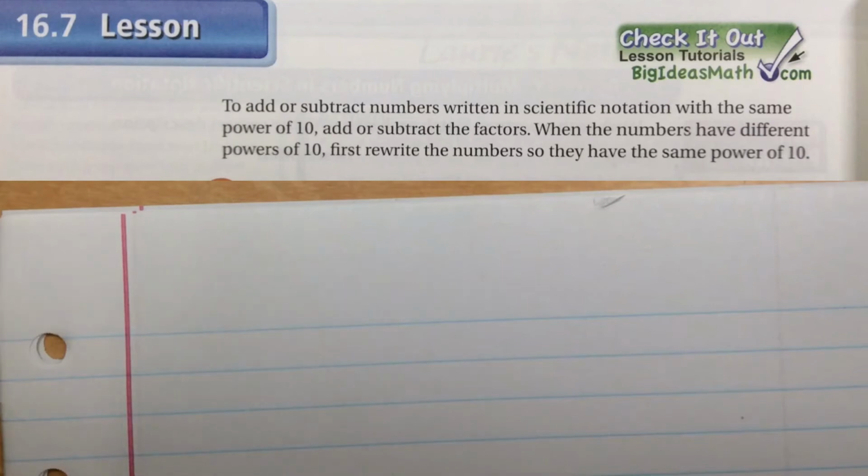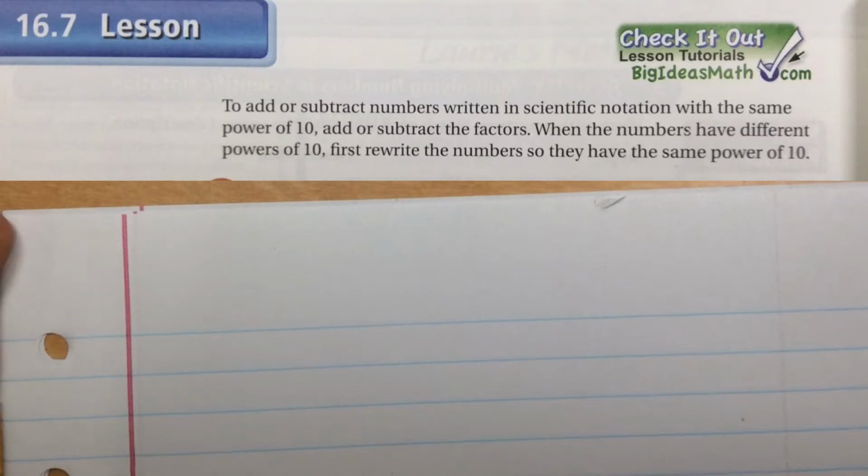Okay, this is chapter 16, lesson 7. So lesson 16.7, the last lesson of the entire book. It starts on page 750 if you're following along in your textbook.